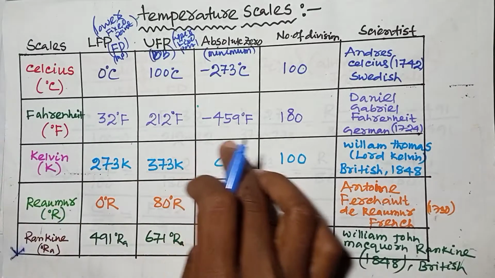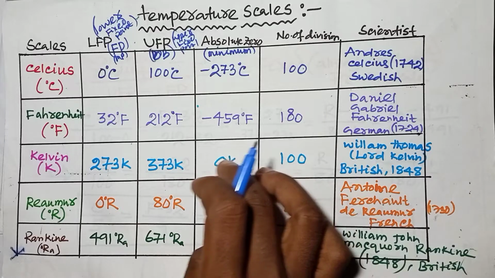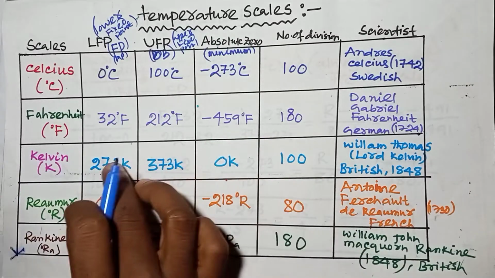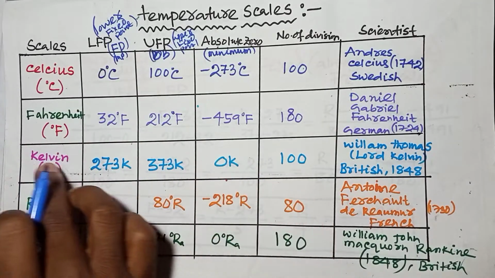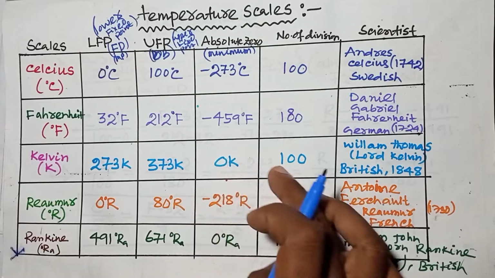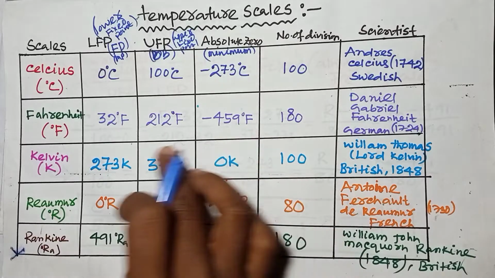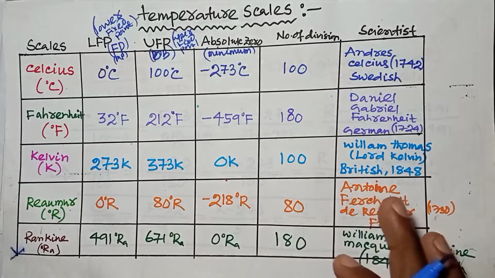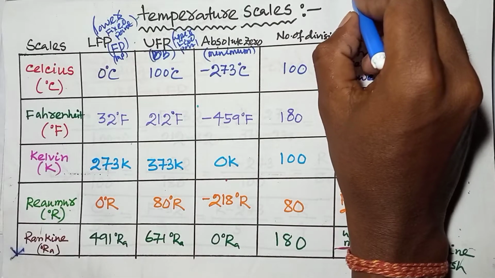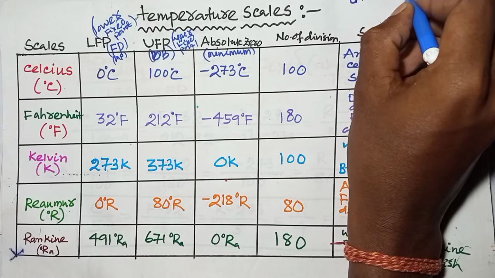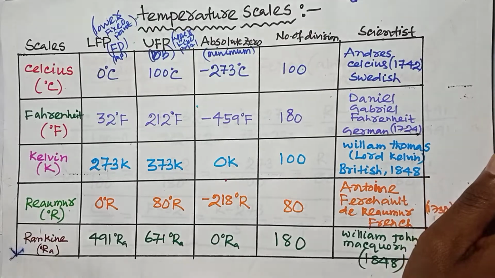In Kelvin scale it is 0 Kelvin. So that means we cannot measure the temperature below 0 Kelvin. That means negative Kelvin temperature is not possible. In other words, in Kelvin scale the absolute zero temperature is 0 Kelvin, the minimum temperature which can be measured with the help of the Kelvin scale. So in Kelvin scale negative temperature is not possible. This is a very important point.